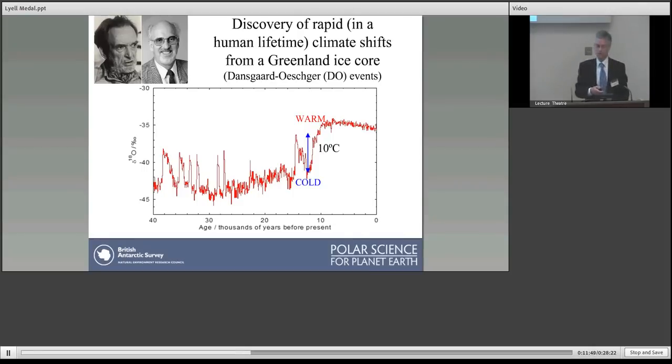Now, I think if we hadn't seen these, then when modelers suggested they could happen, we would just say, don't be so stupid, go away and rewrite your model. But because we've seen them, we actually know that the models aren't sensitive enough. In fact, they can't produce anything as fast as this.